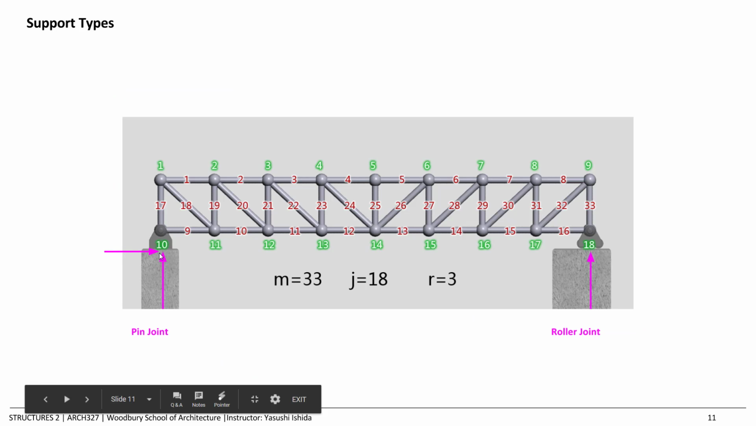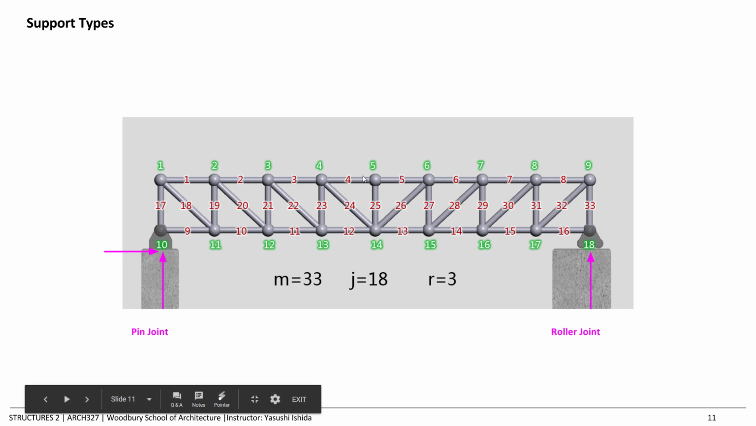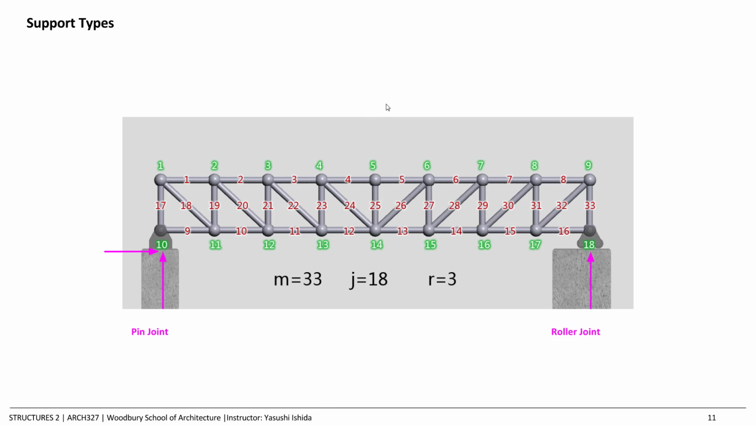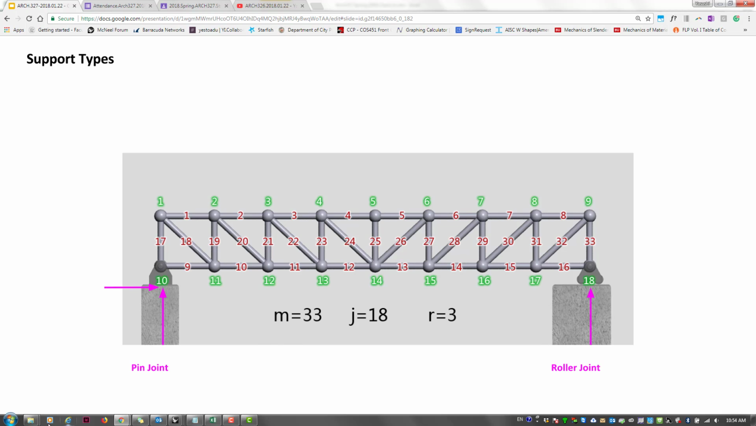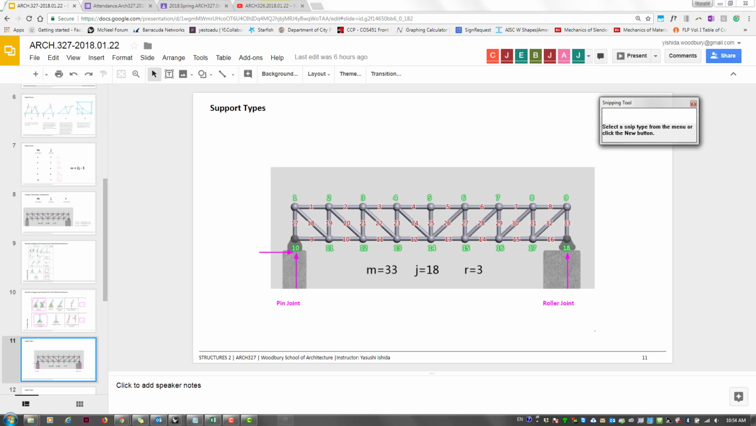So in this case, this is a pin joint, so it has this reaction and that reaction. For example, if you had a load that went this way, if the loading is diagonal, it's going to have a component.